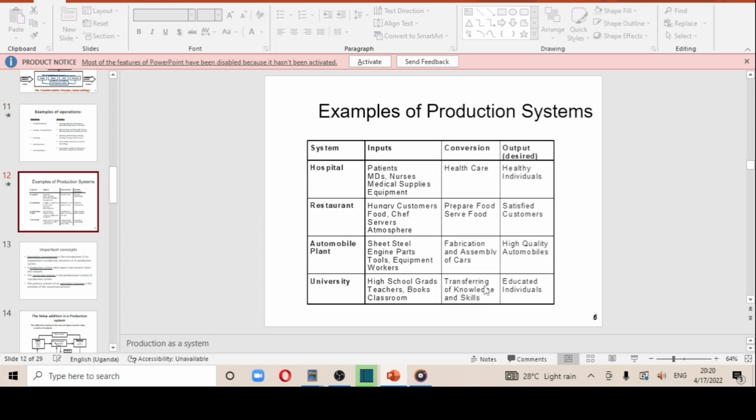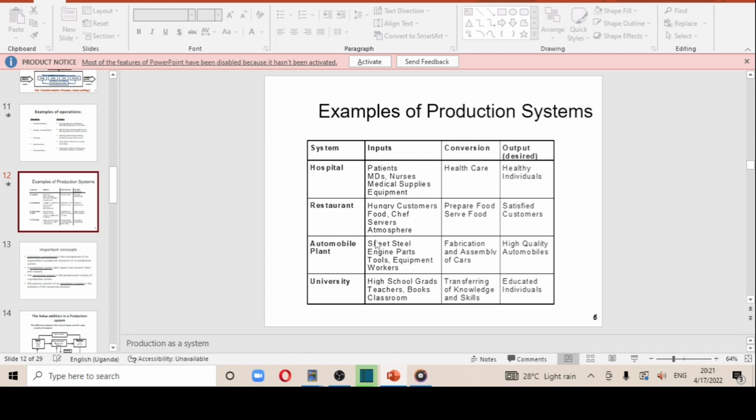Then under the examples of production systems, remember production system comprises the input, conversion process, and output. And for that we can have maybe a hospital. The hospital, what will be its input? Input will be patients. Conversion, it will be the healthcare, and the output, a healthy individual. Then you're having a restaurant, you can be having customers. Then conversion, you get prepared food, or you serve the food. Then at the end output, you're going to have satisfied customers.